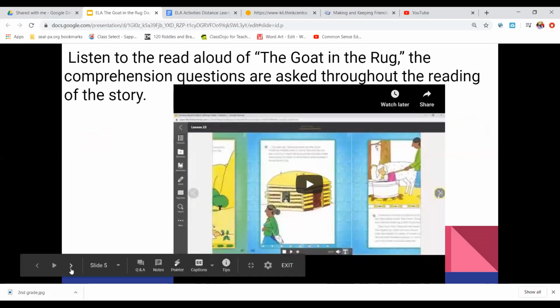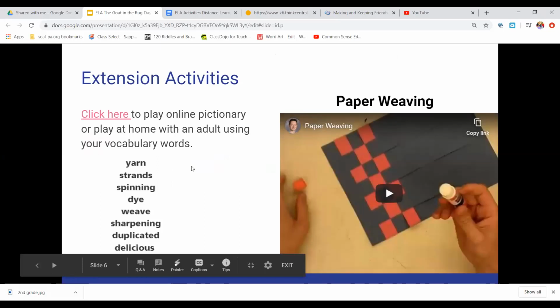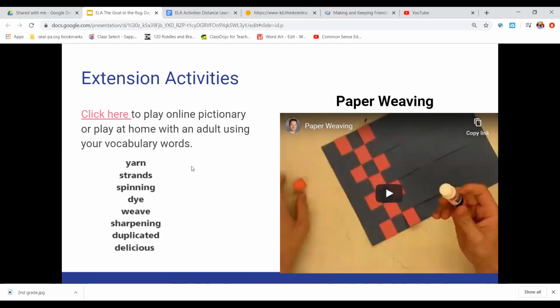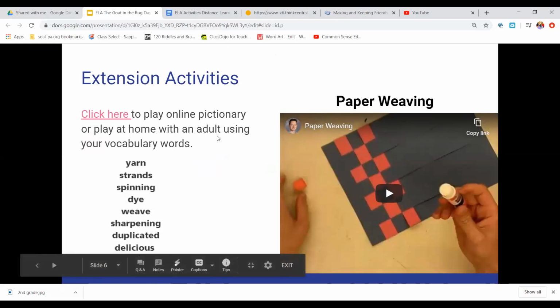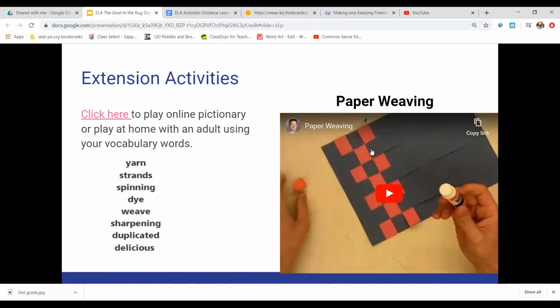Okay, boys and girls, I hope you enjoyed that story. We have a few extension activities for you. One is if you click here, it will take you to a site where you could play online Pictionary using your vocabulary words, or you could also play it with an adult at home. And then we have an awesome paper weaving activity that you just need 2 pieces of construction paper, scissors, and glue. So please enjoy those activities.